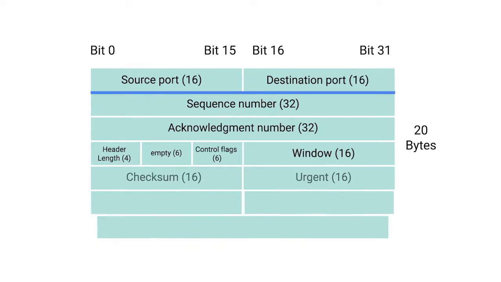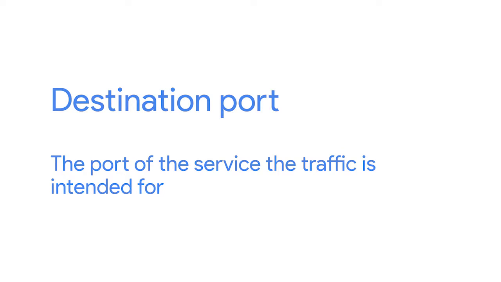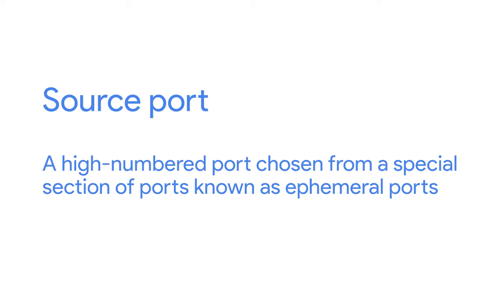This data section, as you might guess, is just another payload area for where the application layer places its data. A TCP header itself is split into lots of fields containing lots of information. First, we have the source port and the destination port fields. The destination port is the port of the service the traffic is intended for, which we talked about in the last video. A source port is a high-numbered port chosen from a special section of ports known as ephemeral ports.